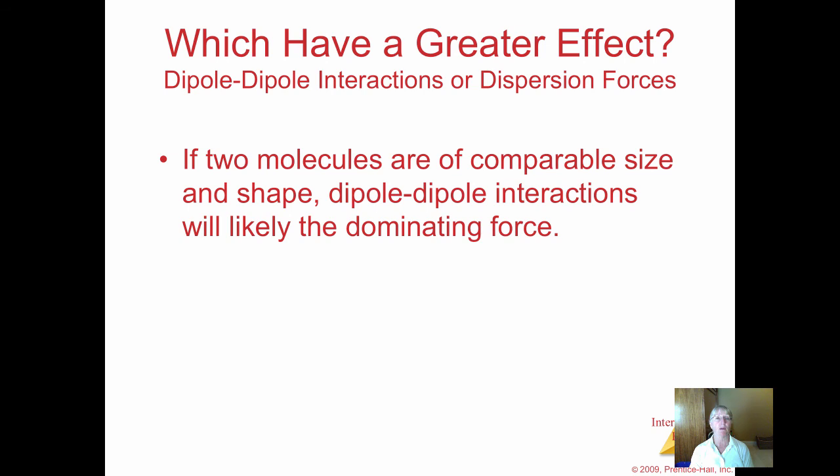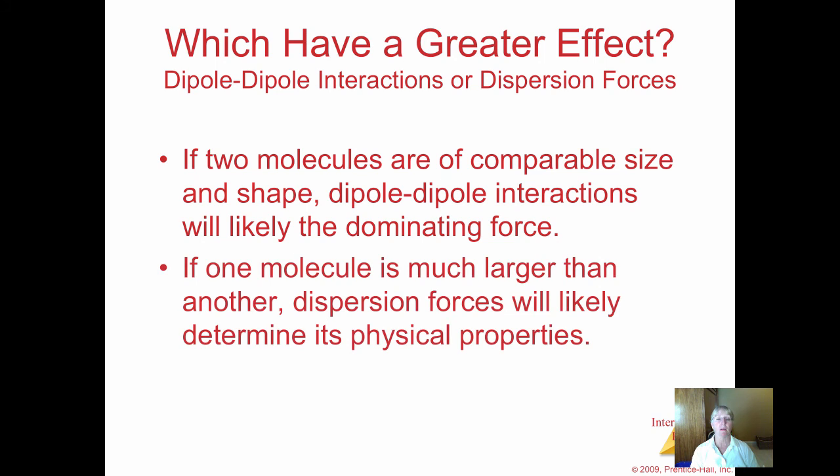Now, if you have questions where you have to compare who's got a greater impact, dispersion forces or dipole-dipole interactions, if you have two molecules that are about the same size, same shape, same mass, then what's probably indicating a difference in their intermolecular forces is the strength of their dipole-dipole interaction. Remember, that's a permanent one, and it's a function of differences in electronegativity. The greater the difference, the stronger the dipole. If one molecule is much larger than another, then the dispersion forces are going to determine its physical properties.